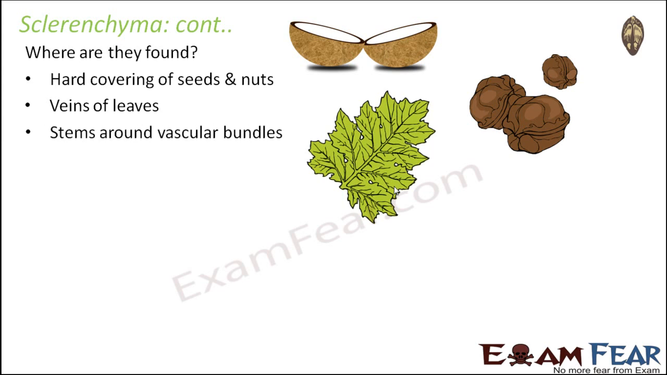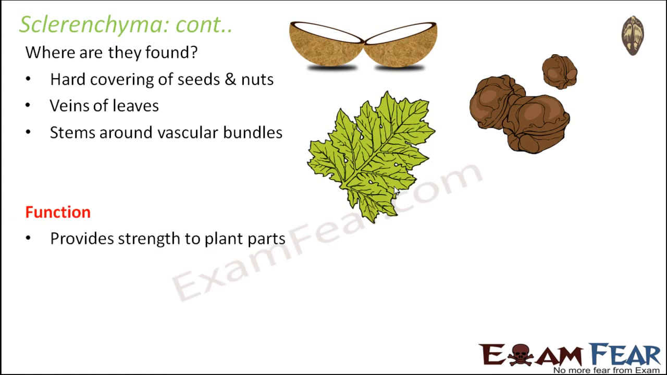They are also found in stems around vascular bundles. When you look at the internal structure of a stem or a root, you will see that the xylem and phloem are arranged in a specific fashion. Just around the xylem and phloem is present this tissue, sclerenchyma, just to provide them additional support.